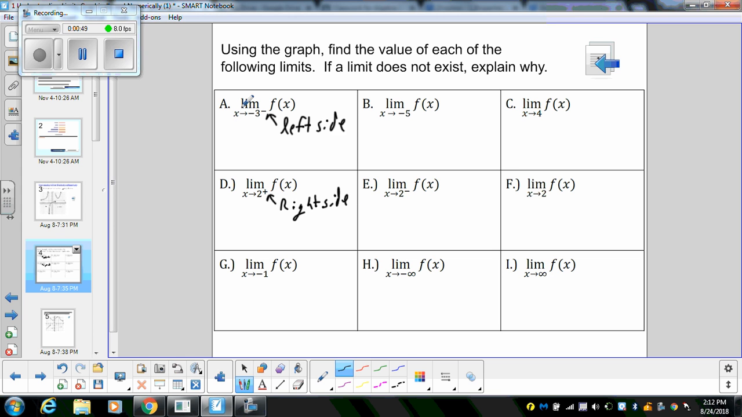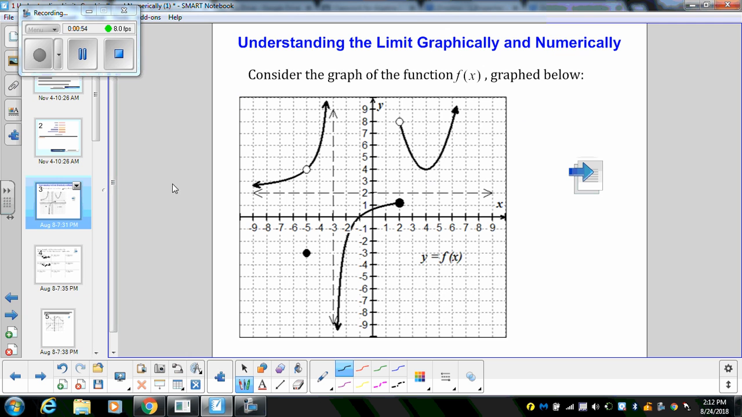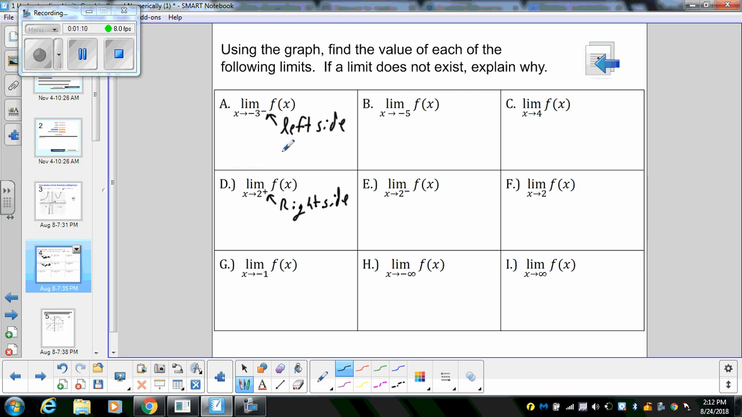Alright, so as x is approaching -3 from the left side, we come over here, we see that -3 is right here, and we're going to look at the left side. So we see that this line is getting close to -3, but never actually crossing. Since it's going up, but never crossing, it continuously goes up and up, so it is approaching infinity.